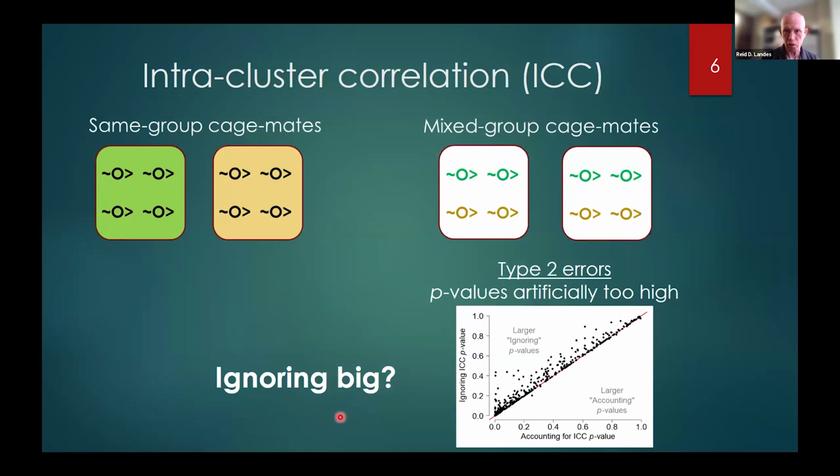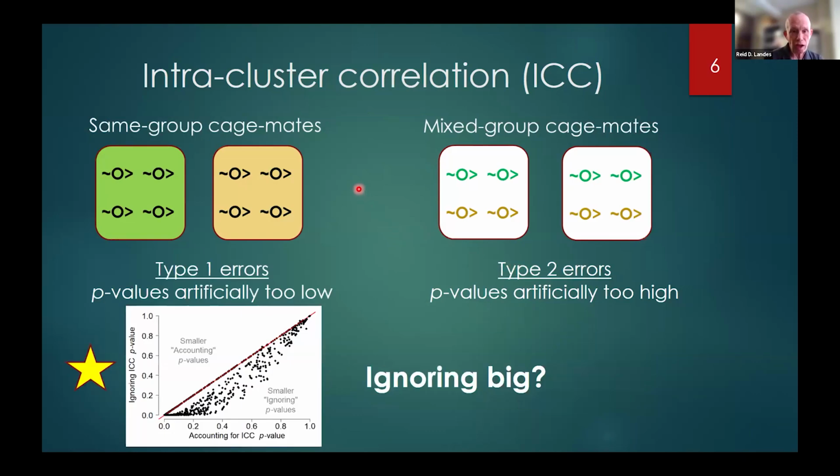If we ignore these big units in our statistical analyses for the mixed group cage mates problem, where there are different groups represented in our big unit, and I ignore that big unit in my statistical analysis, I open myself up for type 2 errors. My p-values are going to be artificially too high, inflated. And here the big units are cages. On same group cage mates, if I ignore this big unit right here in my statistical analysis, I'm opening myself up for type 1 errors. My p-values are going to be artificially too low. And since this tends to be a more egregious error, I'm going to focus on this.